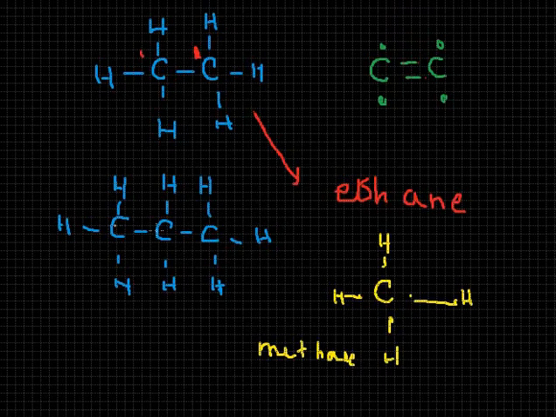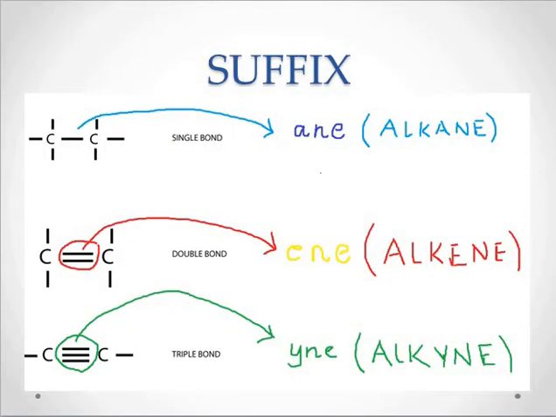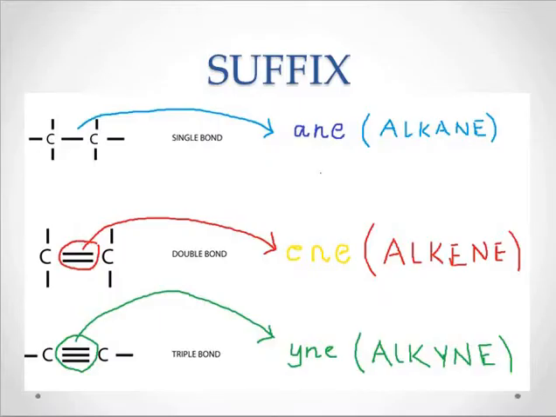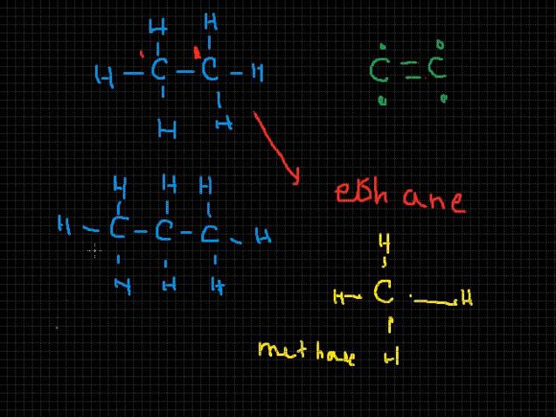Now how are you going to name this compound? Let's count the number of carbons. 1, 2, 3. So there are 3 carbons here, and we have single covalent bonds between the carbon atoms. If there are 3 carbon atoms, what is the word root we are going to use? 3 carbons means prop. Single bond means ane. So we are going to write prop, and add ane because there is a single bond here.